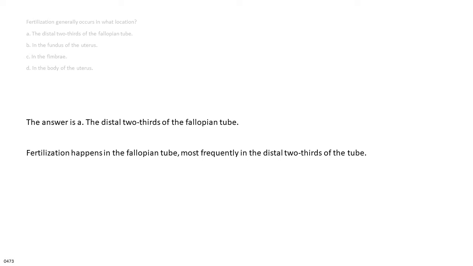The answer is A. The distal two-thirds of the fallopian tube. Fertilization happens in the fallopian tube, most frequently in the distal two-thirds of the tube.